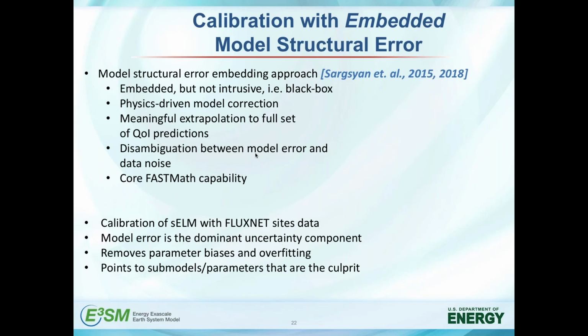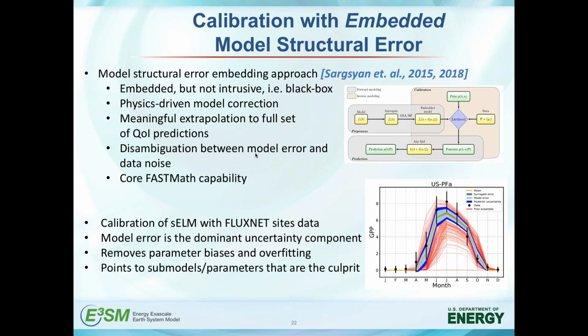And so we've begun to look at that also for some of the FLUXNET sites to try to estimate how much model structural error is contributing, compared to things like surrogate error or posterior uncertainty. And so we can see at this particular site, model error, represented by the lighter blue color, is responsible for a lot of the prediction uncertainty, more so than the posterior uncertainty in the parameters or the surrogate model.